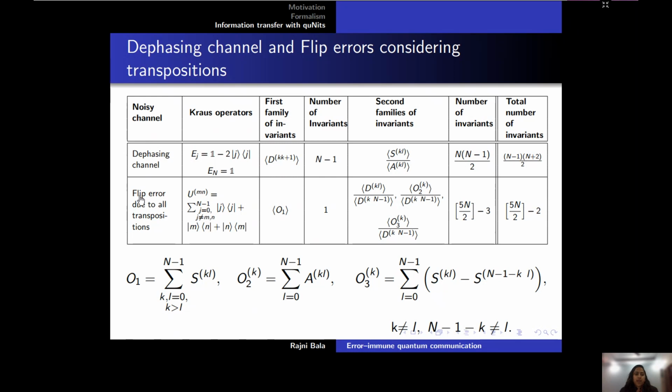Next, we consider a flip error due to all possible transpositions. Transpositions are a kind of error in which only two of the states flip into each other while the rest remain invariant. And since we are not constraining which two, we are considering all possible transpositions here. For such a channel, we have only one invariant from the first family, whereas the second family again provides us with a large number of invariants, though restricted to being linear in number.